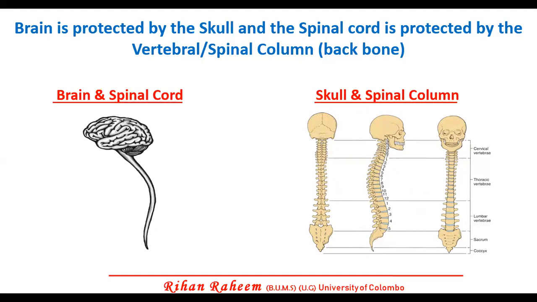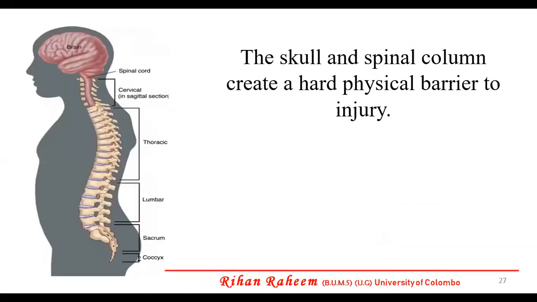Okay. Brain, and connected to that, we have the spinal cord. Protecting the brain, we have the skull, and protecting the spinal cord, we have the spinal column, vertebral column, or in common words, we call it backbone. So can you see our spinal cord is inside the backbone? Inside this only, it's there.